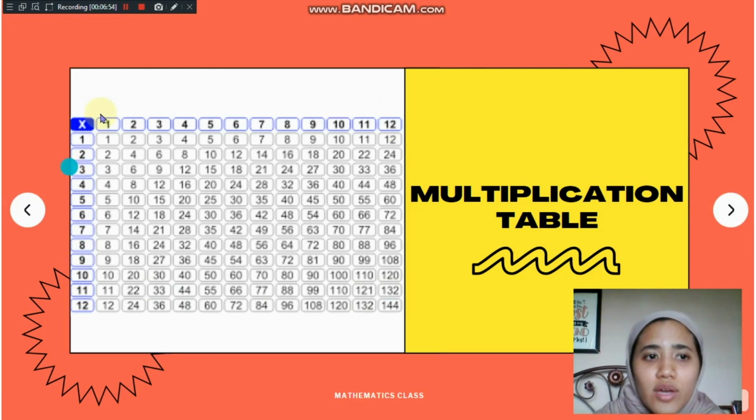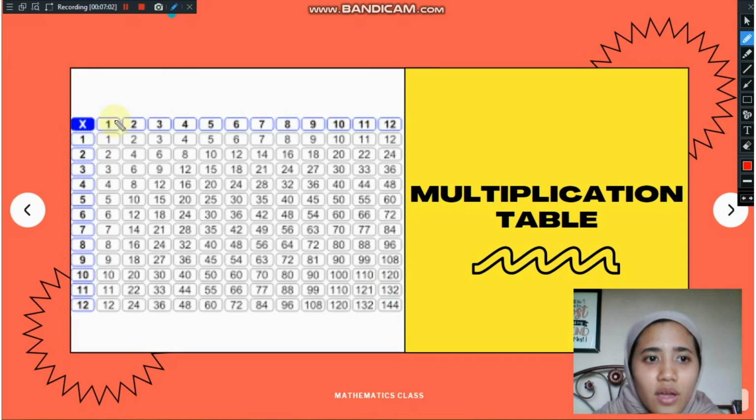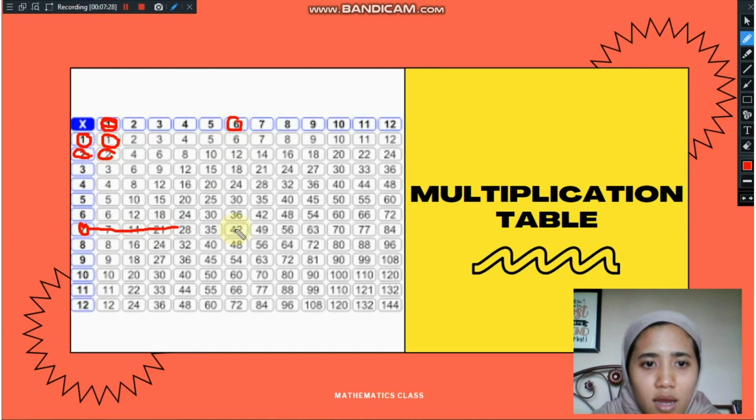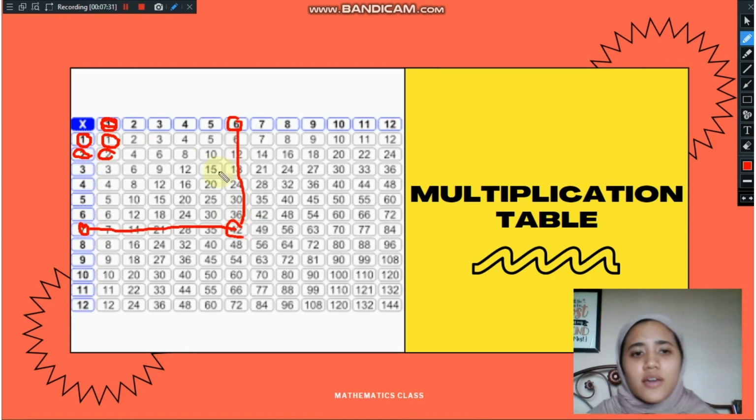So, how you want to understand this table is... okay, let me highlight this. 1 times 1 equals 1. 1 times 2 is 2. So it goes on like that. Say you want to find the answer of 6 times 7. So 6 times 7 would be 42. Okay? This is how the table works. It's very easy and very simple.